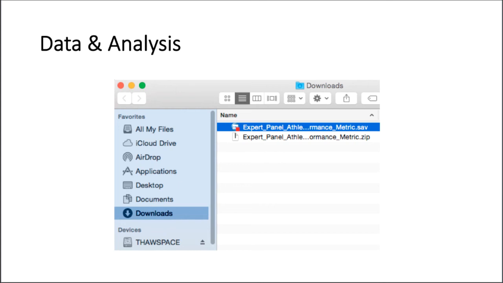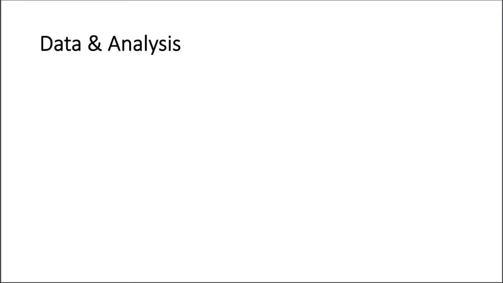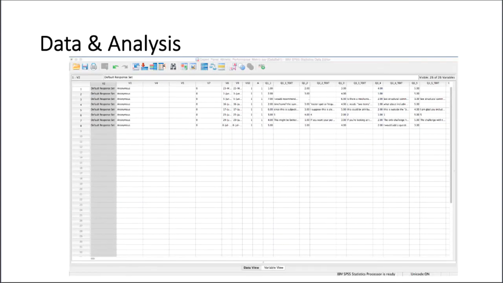From the Downloads menu, open your SPSS file on a computer with the compatible IBM SPSS Statistics package. I've included a screenshot of the SPSS download that captures data for the expert panel athletic performance metric in Data View. In Data View, we can see each row as a source of data and each column as a variable.